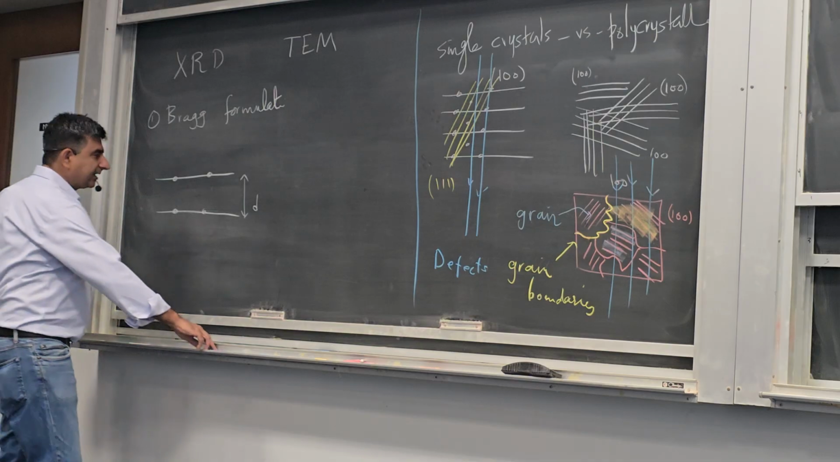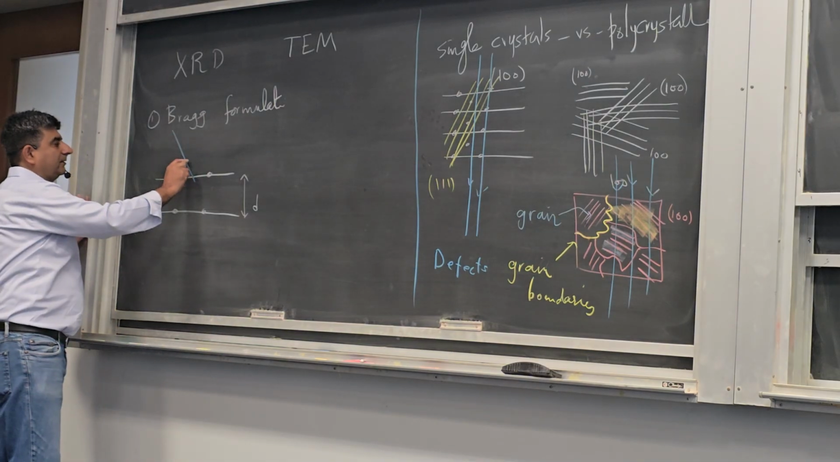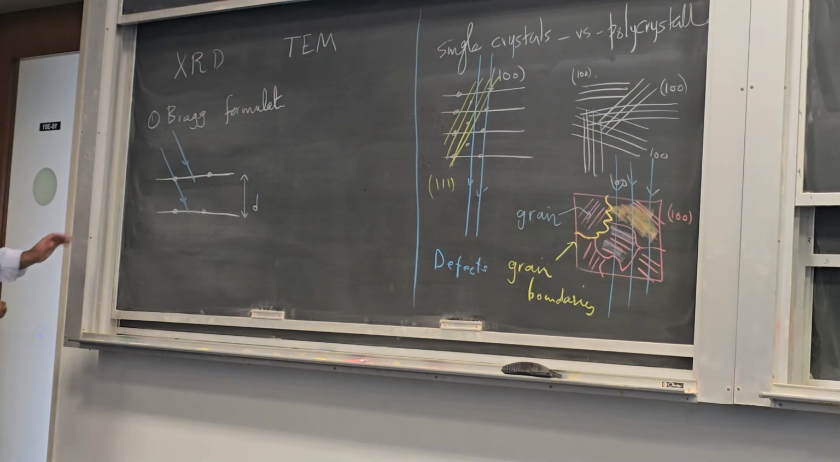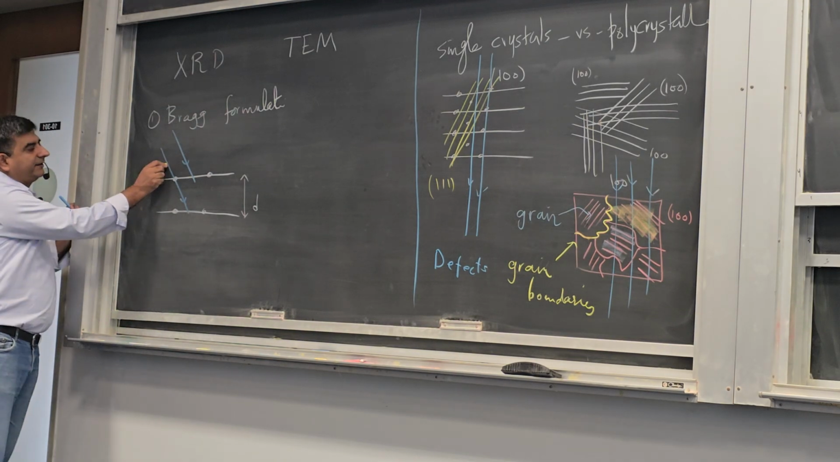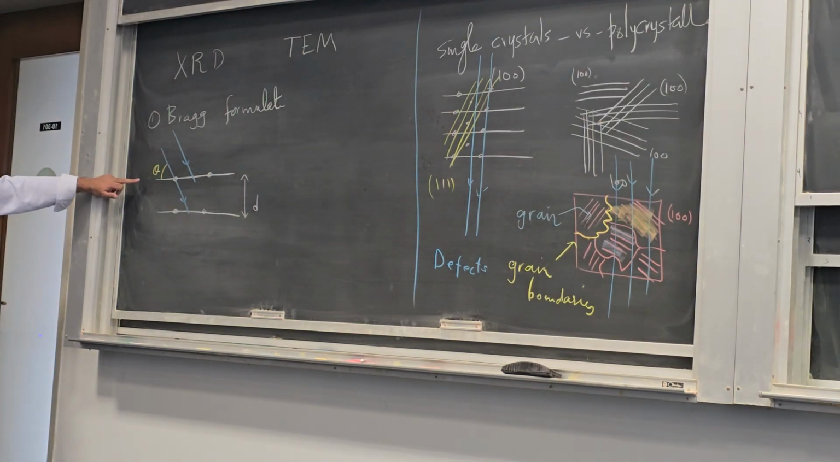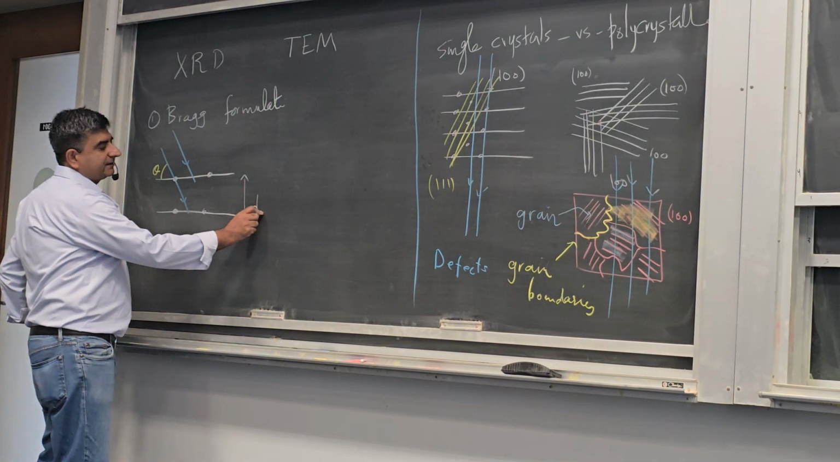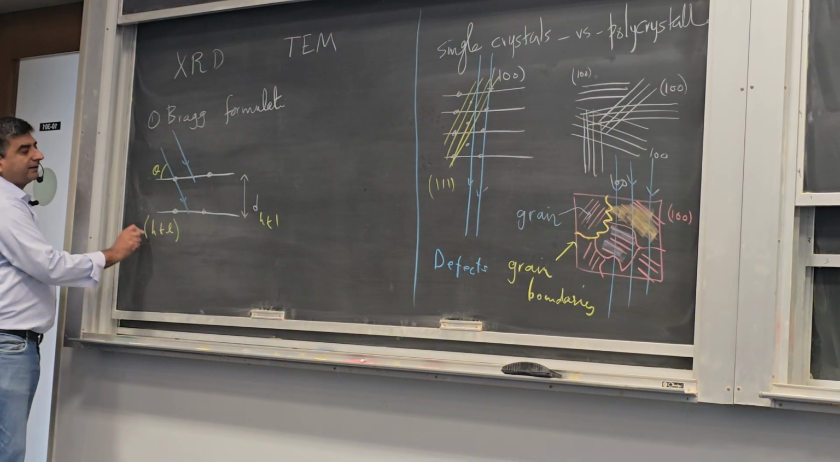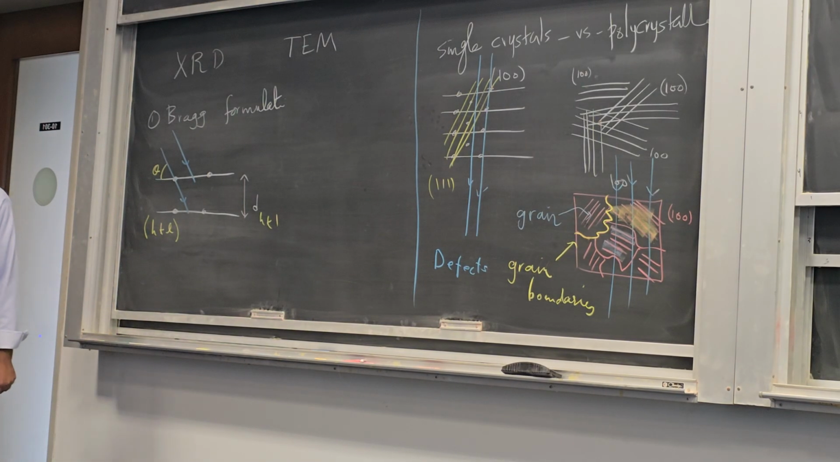So you have X-rays that are coming in at a certain angle. Let's suppose the angle is theta. This is how we generally define angles in X-ray diffraction studies. It's not the angle of incidence, it's rather the angle that the X-rays make with the plane. So this is some plane spacing d_hkl, and these are the hkl planes. For the time being, let's assume it's a single crystal.